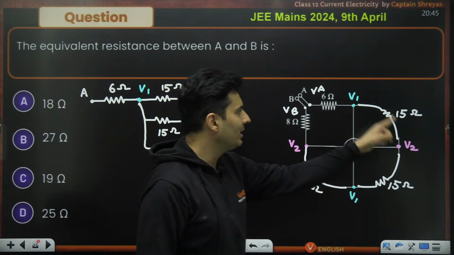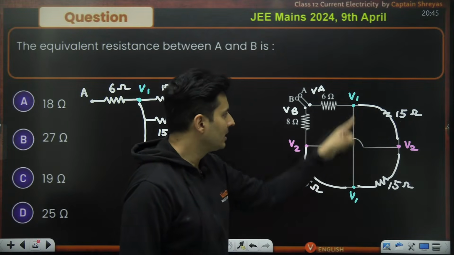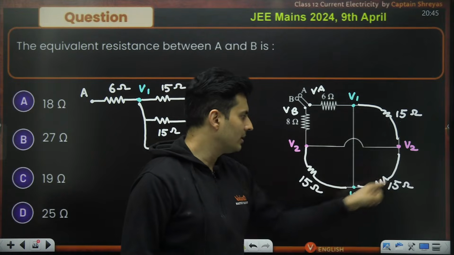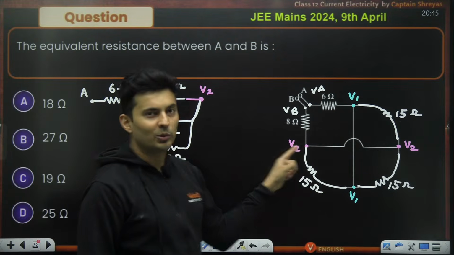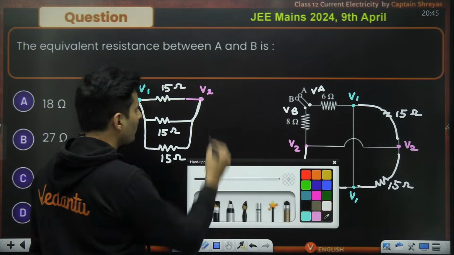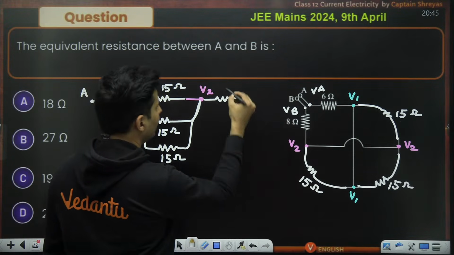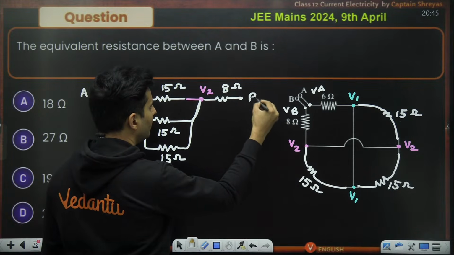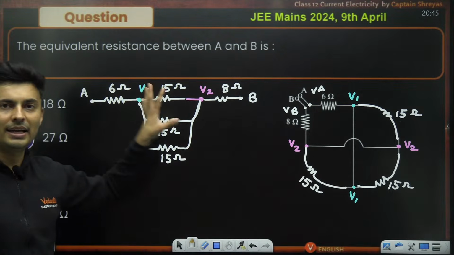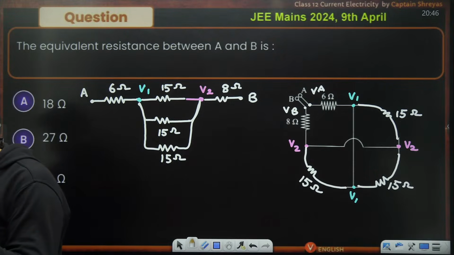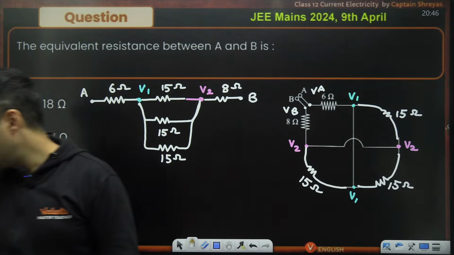So from V1, this and this all are connected to V2 only. This is also V2, this is also V2, and this is also V2, which I have combined into a single point. But this V2 proceeds ahead with another 8 ohm resistance and it is connected to the point labeled B. So this is the equivalent diagram. Everybody gets this?